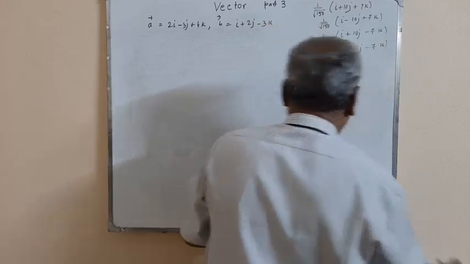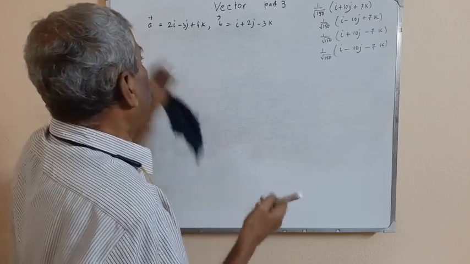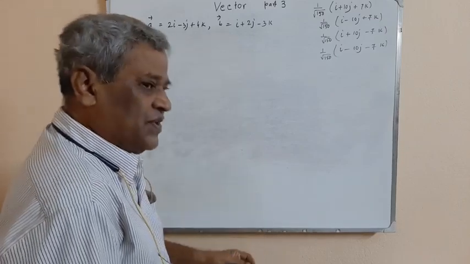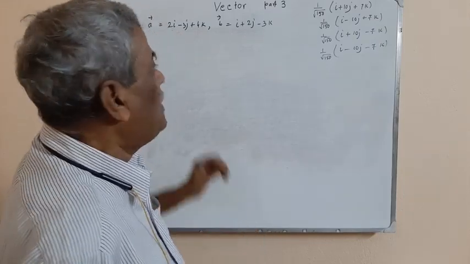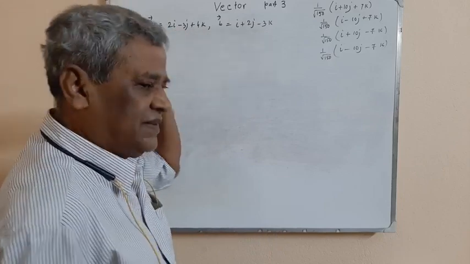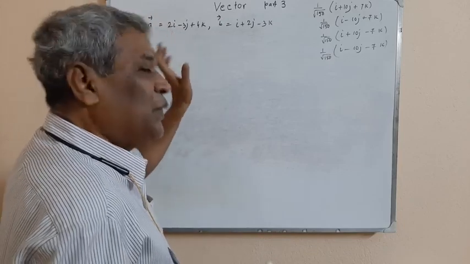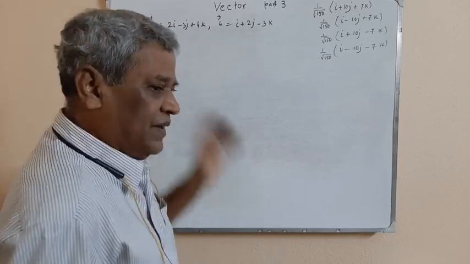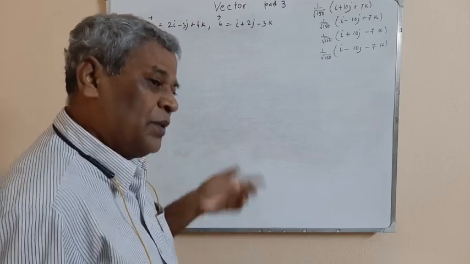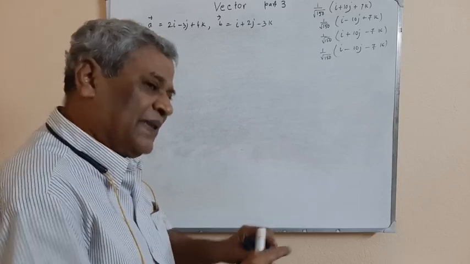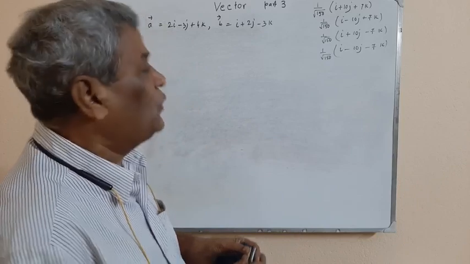These are the options. The problem is very simple. A and B are two given vectors. We have to find a unit vector which is perpendicular to both. We know that if we find A cross B, then the vector A cross B is perpendicular to both A and B. After that, we have to find its magnitude and then we can calculate the unit vector.